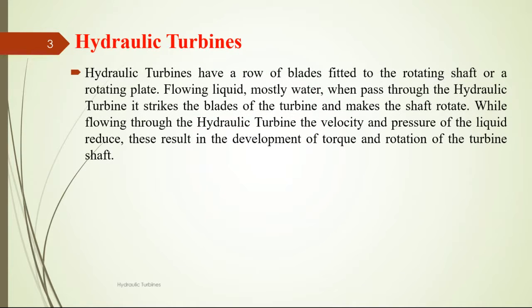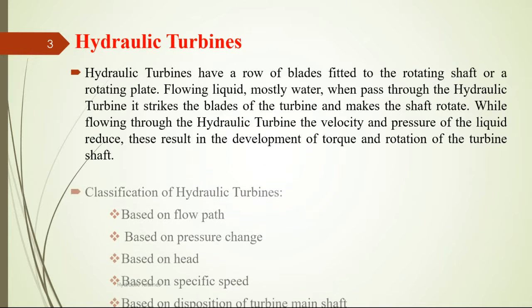So hydraulic turbines have a row of blades fitted to the rotating shaft or a rotating plate. Flowing liquid, mostly water, when passed through the hydraulic turbines, strikes the blades of the turbine and makes the shaft rotate. While flowing through the hydraulic turbines, the velocity and the pressure of the liquid reduce. This results in development of torque and rotation of the turbine shaft.